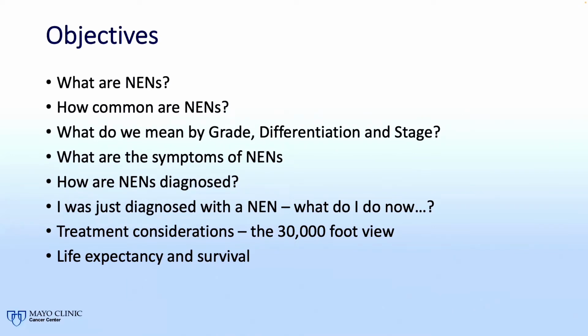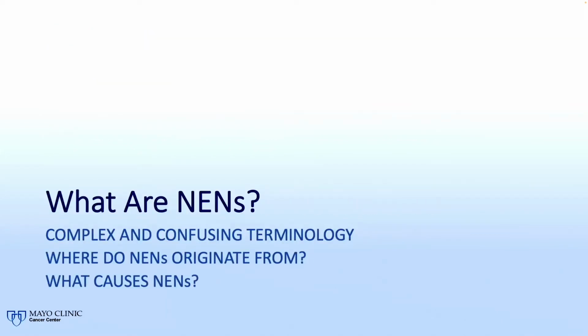You can sort of read through that to talk about what neuroendocrine tumors are, how common they are, what grade, tumor grade, stage, differentiation, all of those things. And if time allows, maybe get into some of the concepts we use for life expectancy. Not necessarily into any numbers, but just what do we mean when we talk about overall survival, things like that. So let's get started. Like I said, it's a long talk, so fasten your seatbelts and keep your hands inside. We're going to go through this really fast.